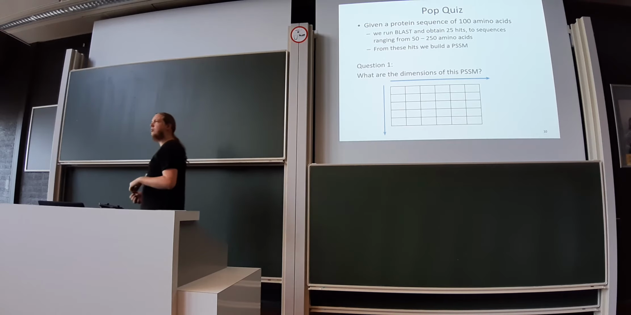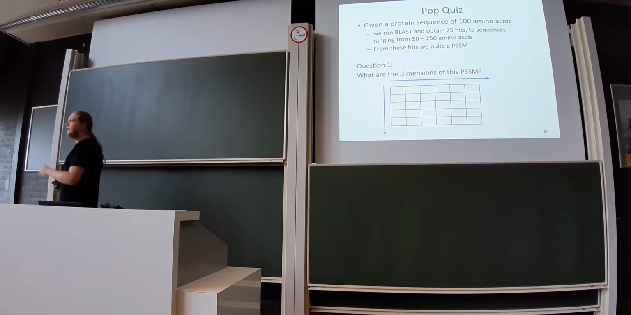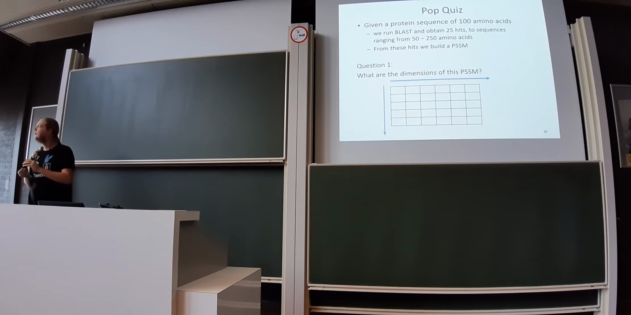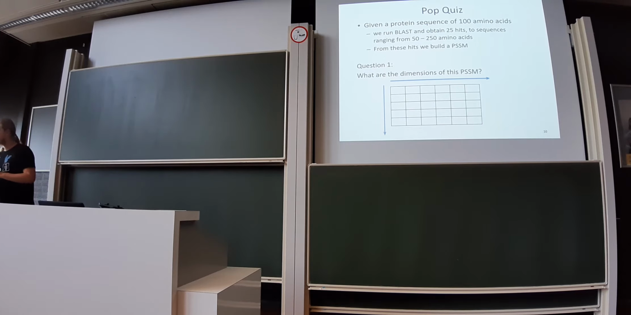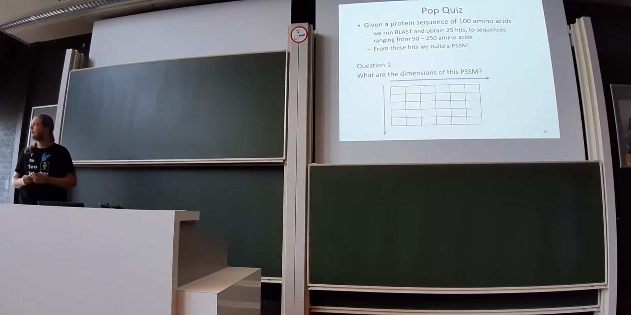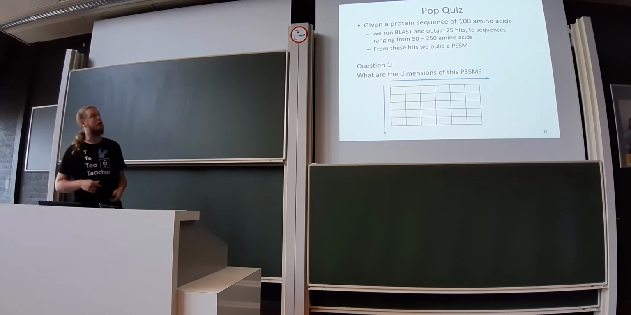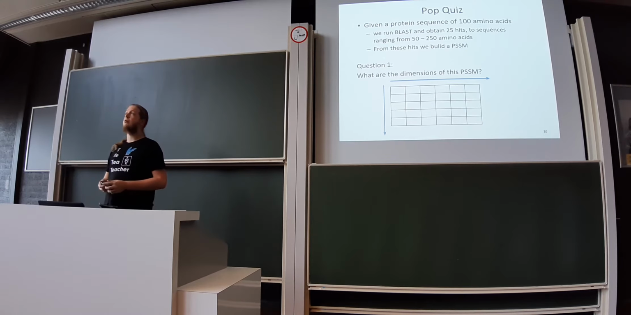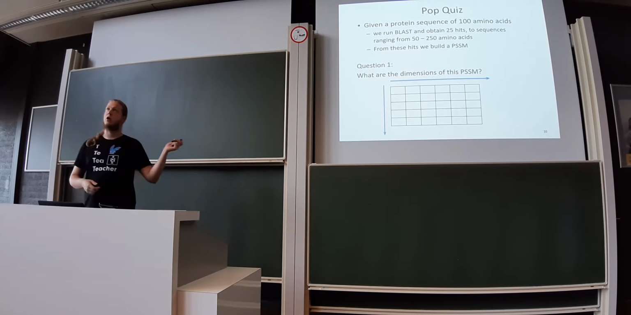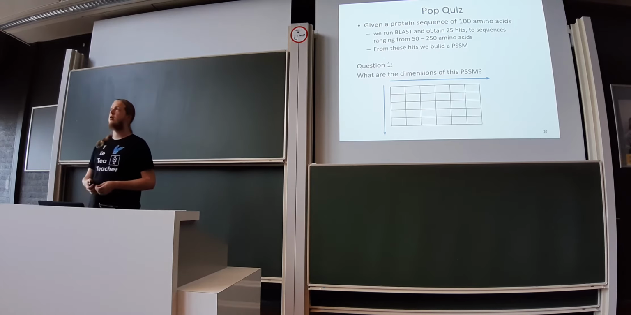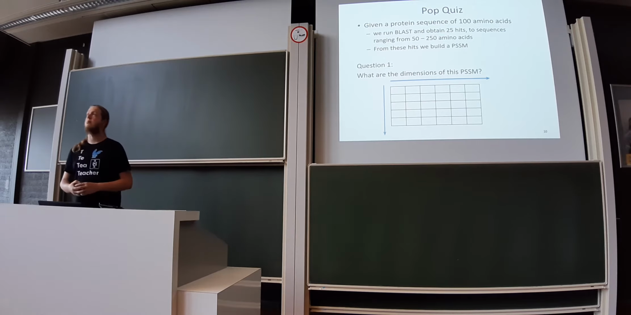Correct. Does everyone understand why? Yeah, because 20 is the amino acids, and the row is your position. Very good. So every position in our 100 amino acid query has a row to itself. And then for every row, we count, or we score, how often each of the 20 amino acids occurs. So for a 100 amino acid query, we must end up with a 100 by 20 PSSM.